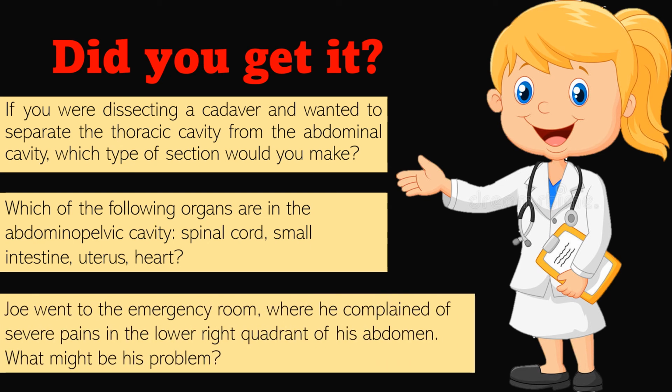Next question is, Joy went to the emergency room where he complained of severe pain in the lower right quadrant of his abdomen. What might be his problem? In order to answer this question, we need to first know what organs are located in the lower right quadrant of the abdomen. We know that in the lower right quadrant of the abdomen, the cecum and appendix are located. So we can say that Joy might have appendicitis.